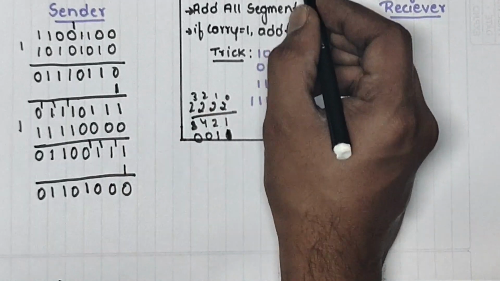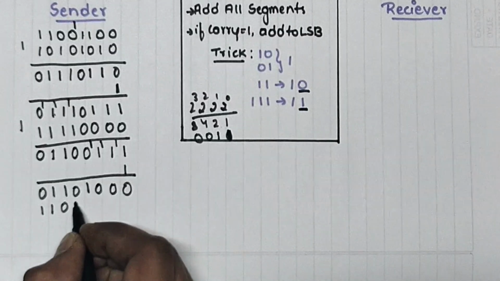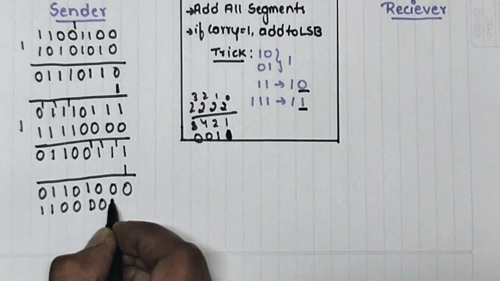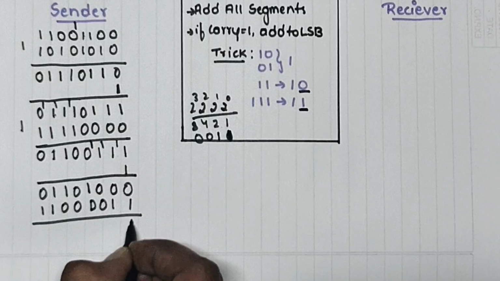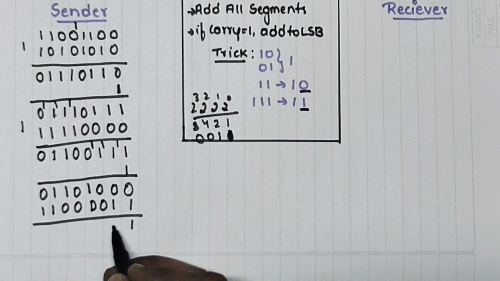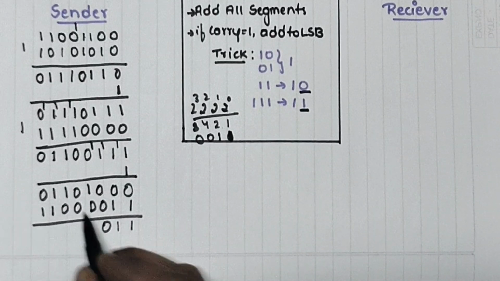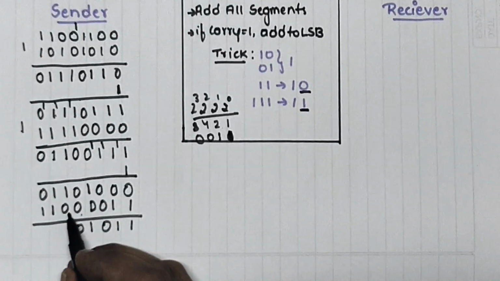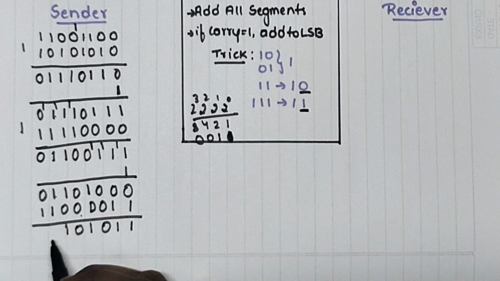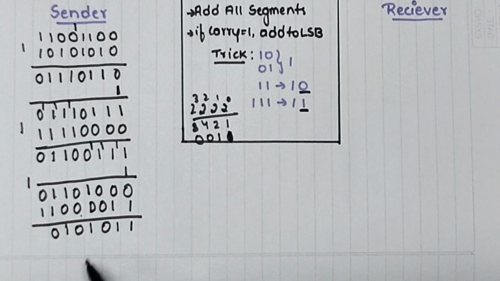Now the last one left is the fourth frame. So let's add it. 1, 1, 0, 0, 1, 0, 0, 1, 1. So 1 plus 0 will be 1. Next 0 plus 1 will be 1, 0 plus 0 is 0, 1 plus 0 is 1, 0 plus 0 is 0, 1 plus 0 is 1, 1 plus 1 will be 2. I will represent 2, 0 will be the sum and 1 will be the carry.